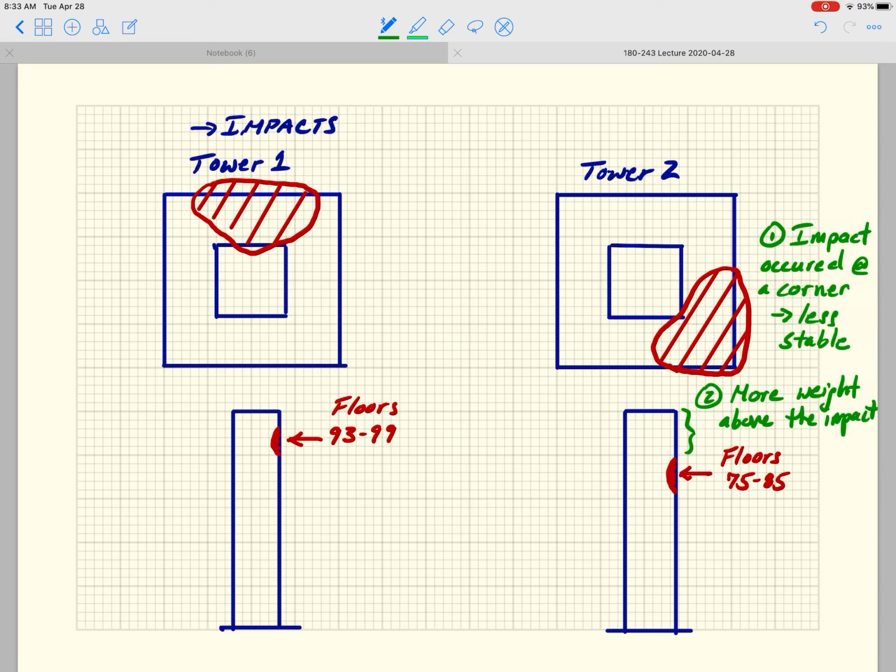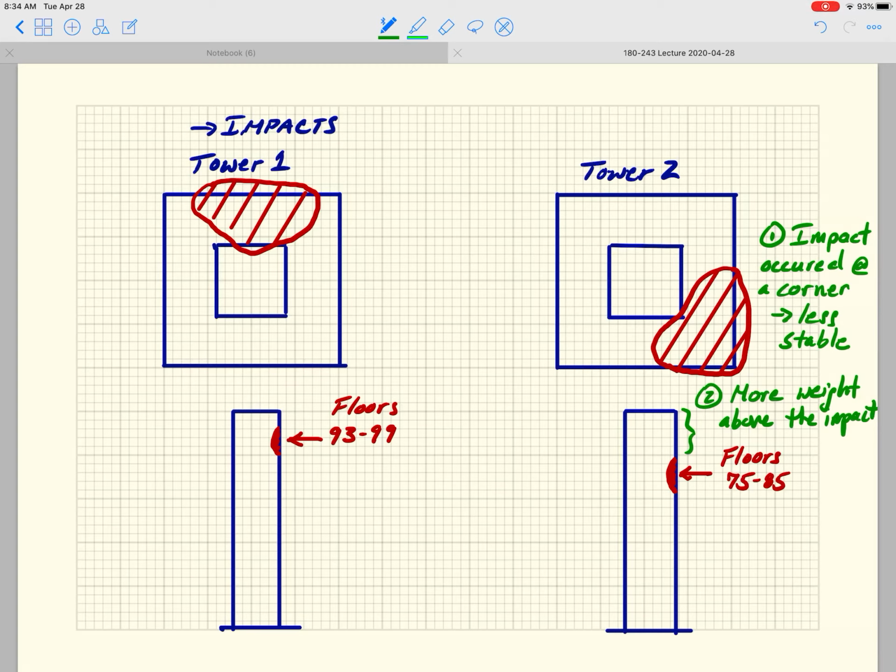Right. So not only did this tower get hit in an area spatially, like in the plan view, that created a lack of stability because we were effectively removing a corner, right? It also got hit lower on the building as well, right? And as it got hit lower on the building, there was more weight above it, right? So not only was I knocking out, in this case, in fact, more columns, but also in a more vulnerable part of the tower, but the remaining columns actually had to carry more weight than Tower 1, right?